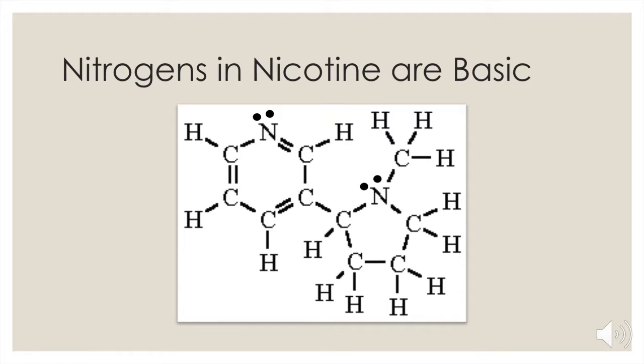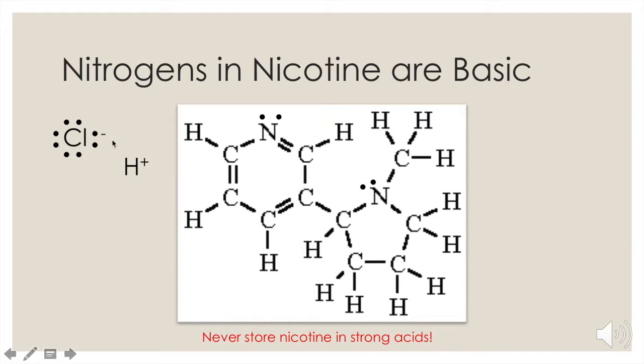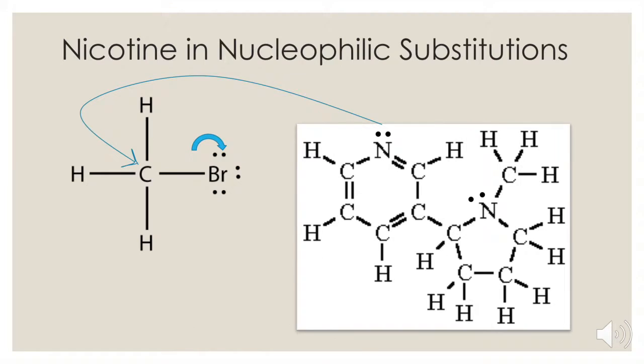Alright, and so we know that nitrogen has 5 electrons around it, and we can see that the 2 nitrogens in nicotine are actually very basic. They're willing to donate those electrons right there to other molecules to form bonds. For an example, earlier we noted that we should never store nicotine with strong acids, and an example of a strong acid would be hydrochloric acid, which we've shown dissociated here. What happens is that those electrons from the nitrogen will bond with the hydrogen to form a compound that's not nicotine. So that's why you don't want to store it with strong acids.